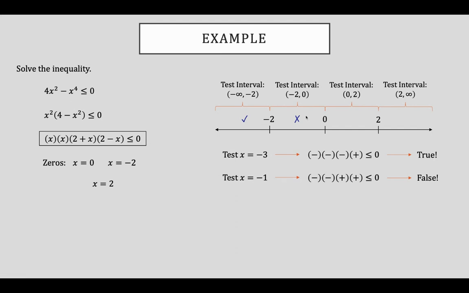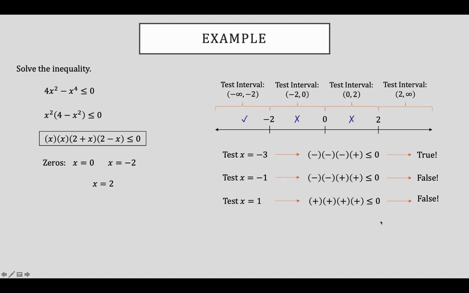All right, now let's choose a test point between 0 and 2. Let's test 1. If I plug in 1, I get a positive times a positive times a positive times a positive. Well, that's definitely going to give me a positive, which means I have a false statement. A positive value is not going to be less than or equal to 0. So I put another x on that interval.